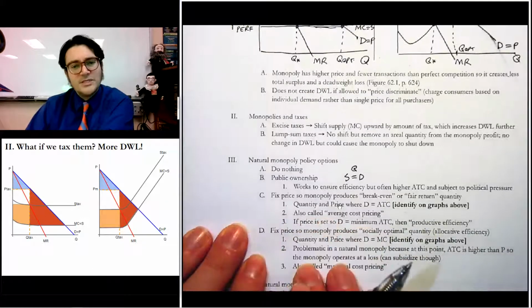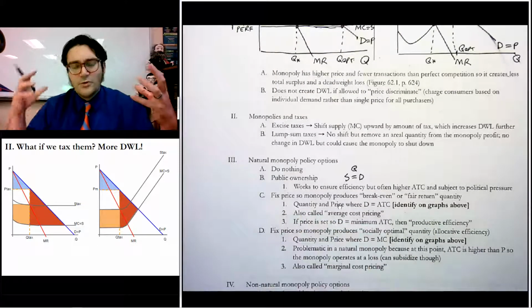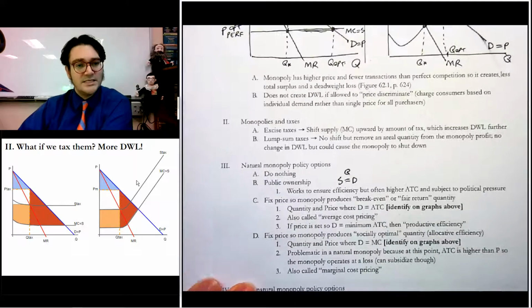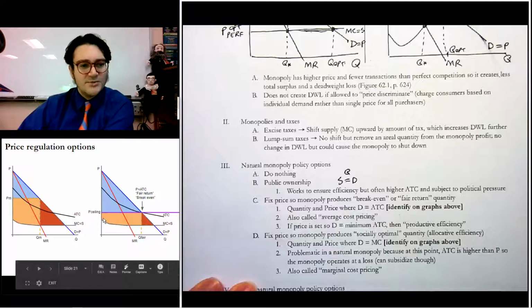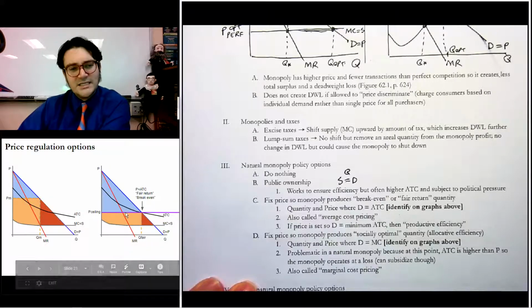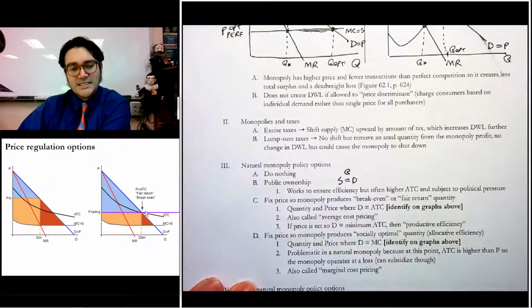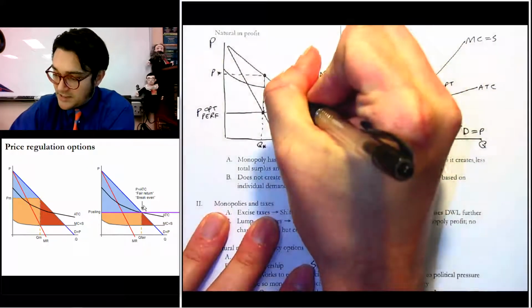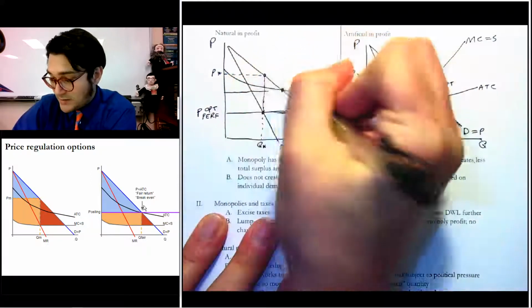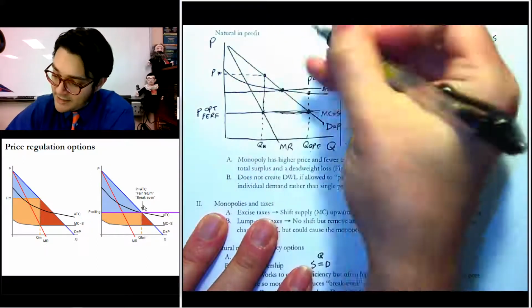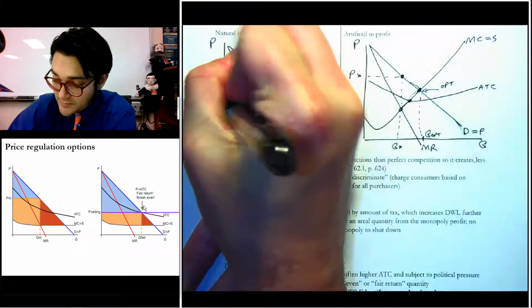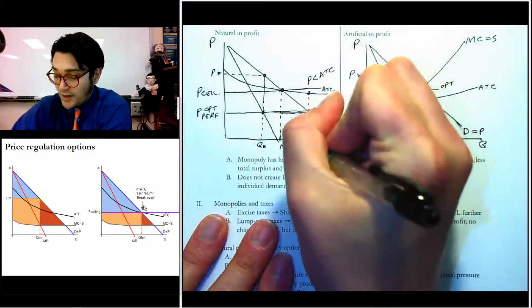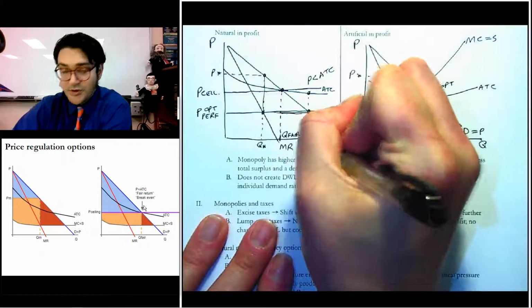Now, there are two other options that allow you to combine the market with a government intervention that actually solves the problem. And so we'd say fix the price. So these are the price regulation options. The first one would be to put a price ceiling in right where the ATC line is. And so for us, that would be right here. You'd say, let's put a price ceiling in right there, right? And if we put a price ceiling at that level, then they're going to produce this quantity. And we call that the fair return quantity.